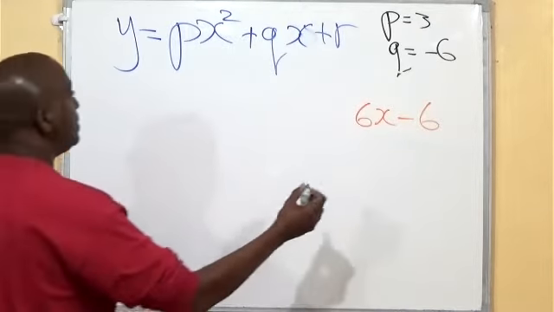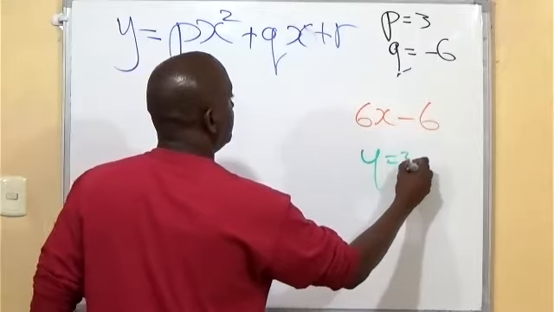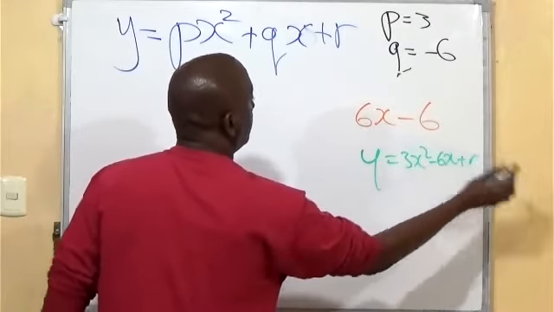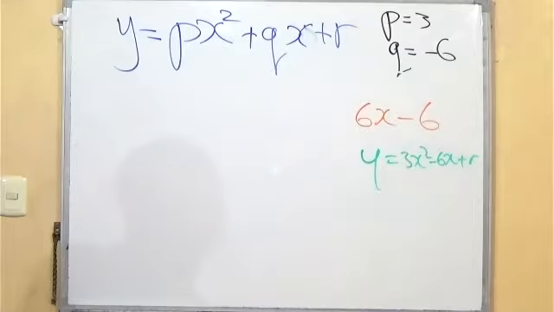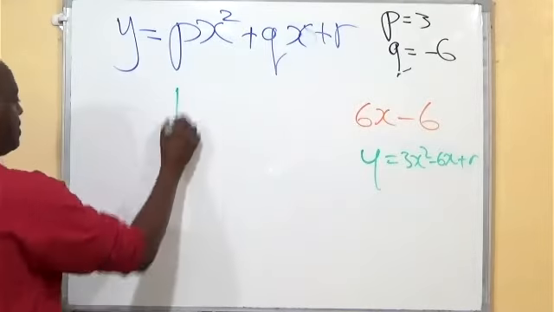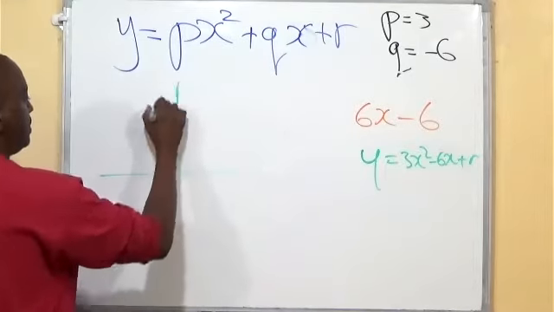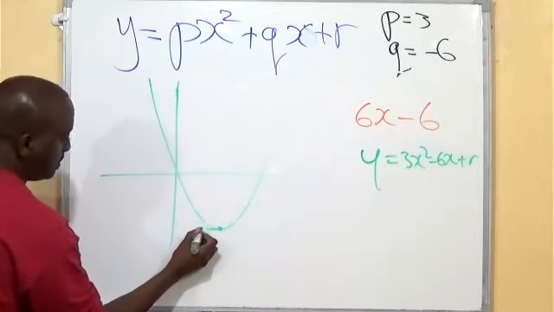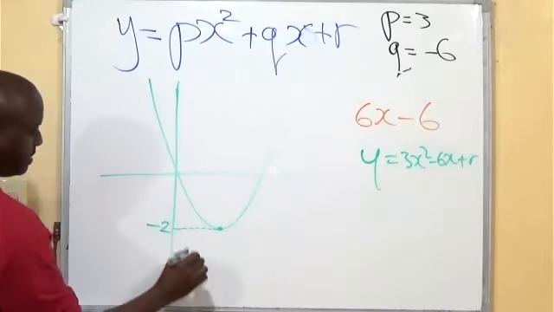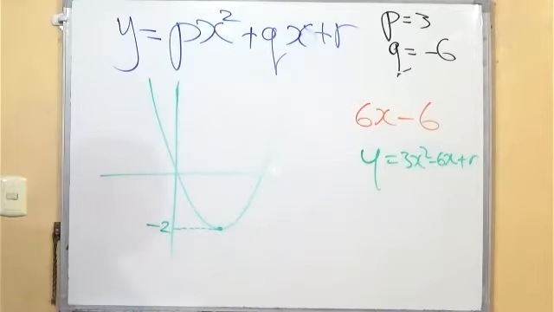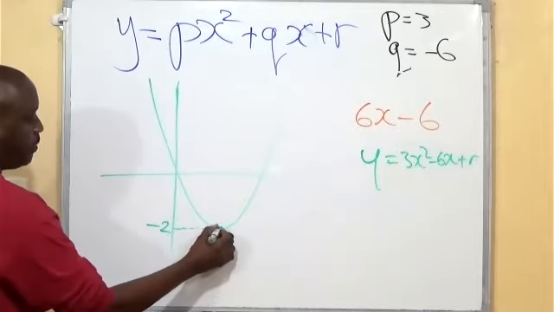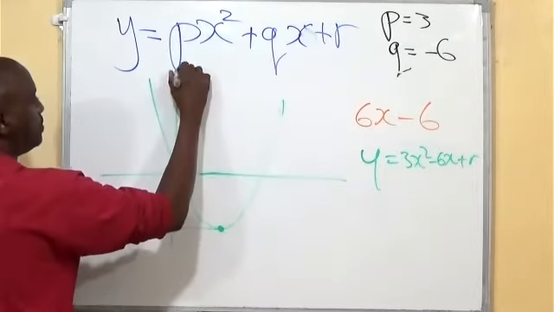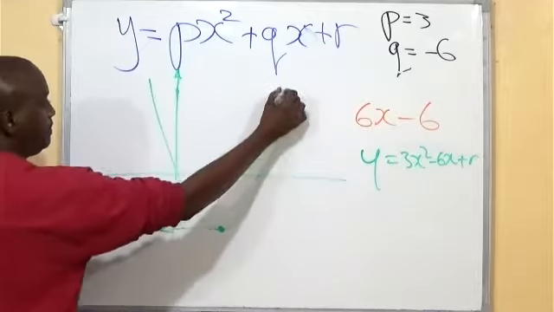So that curve is what? y is equal to 3x squared minus 6x plus r, right? So that is a minimum curve. So that curve will look something like this. That is your -2 there. So this is what they mean when they say that the stationary value is -2, right?